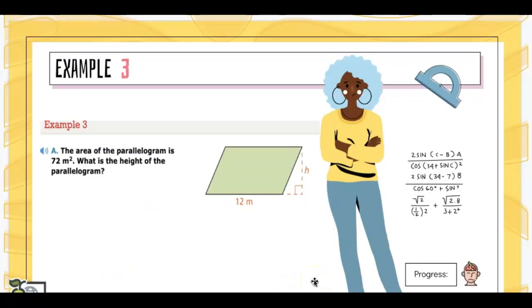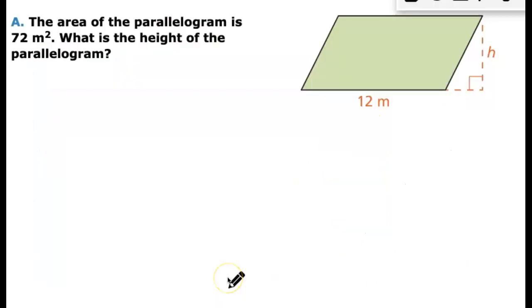Alright, let's look at example number 3. The area of the parallelogram is 72 square meters. What is the height of the parallelogram? Here we go. Let's see how we're going to solve this problem. This is a parallelogram and it has an area of 72 square meters. We're looking this time for the height. We're not looking for the area, it's already given. So we're still going to need the formula that we have. So area is base times height.